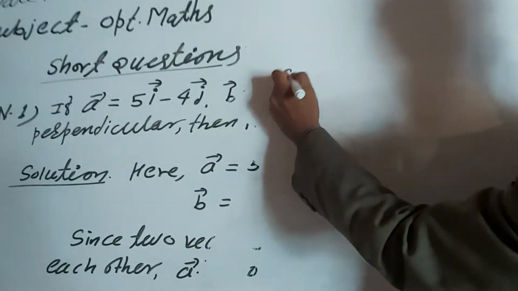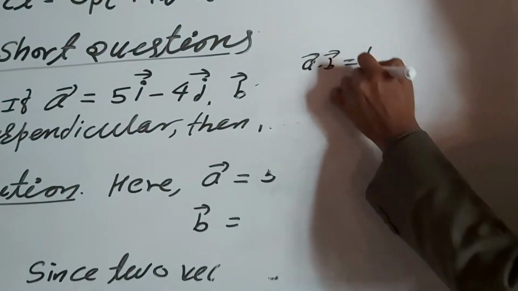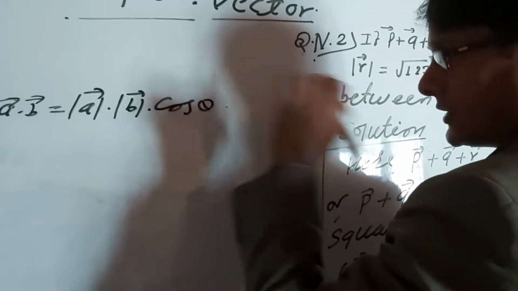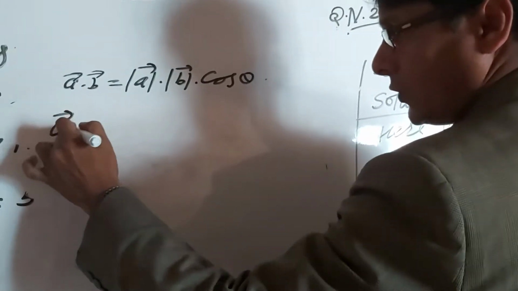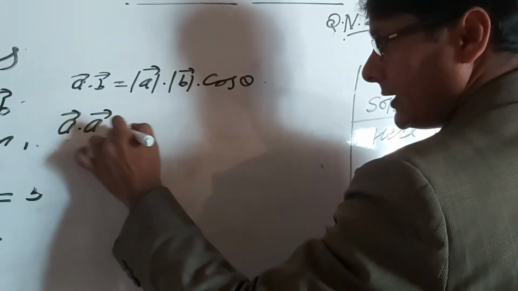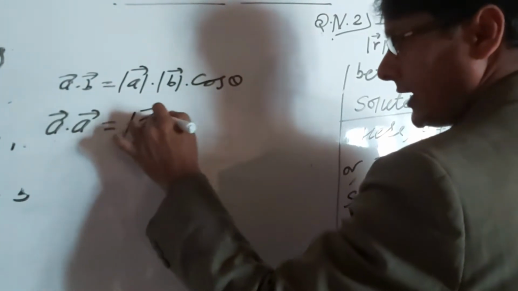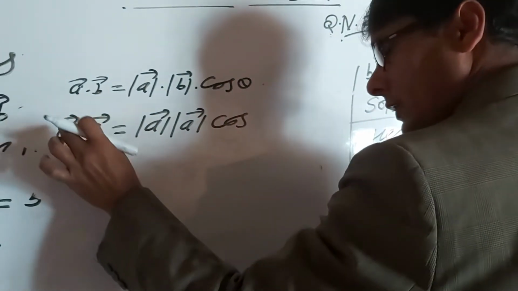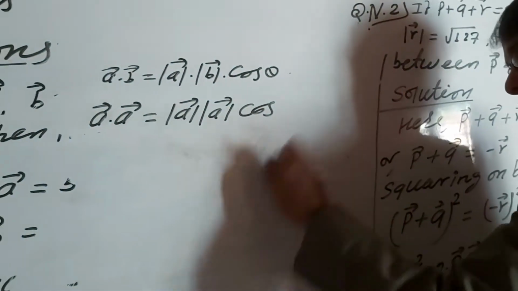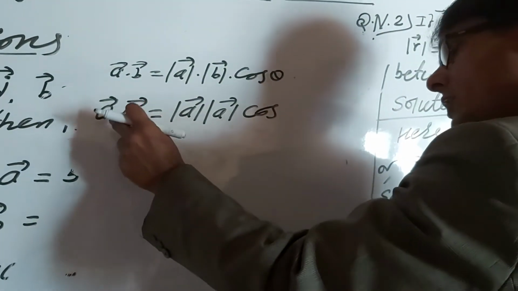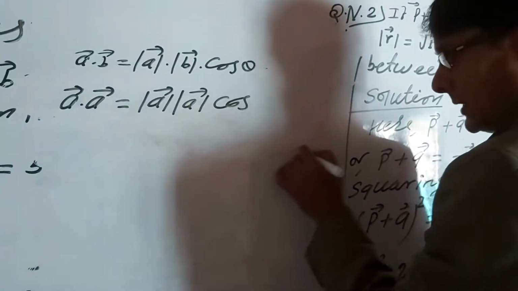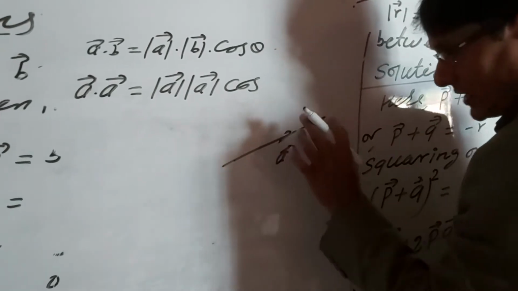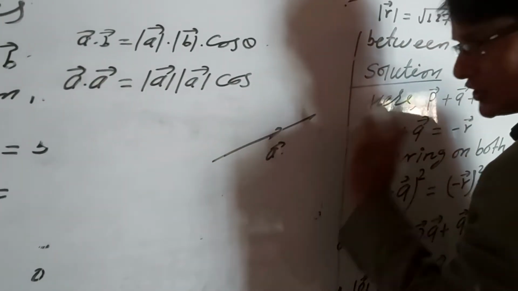We know scalar product of vector a dot b is equal to magnitude of a into magnitude of b into cos theta. If here vector a into vector a, we can write magnitude of a into magnitude of a into cos theta. Here vector a into vector a, so the angle between these two vectors, the angle between the same vector, please look here. Suppose it is vector a, again it is vector a. Vector a into vector a, here the angle is 0 degree, right.